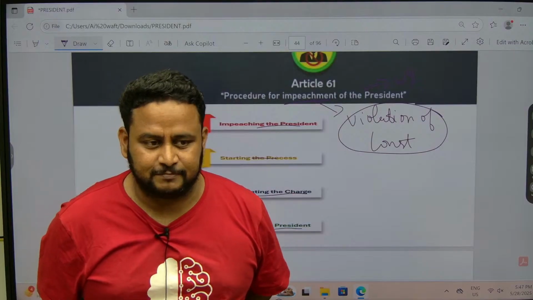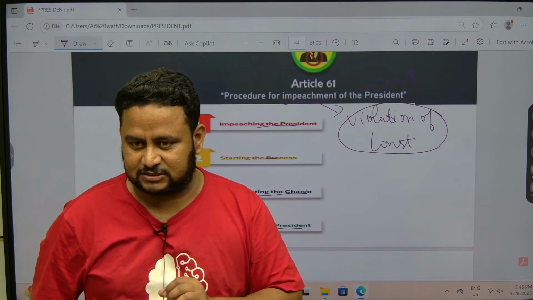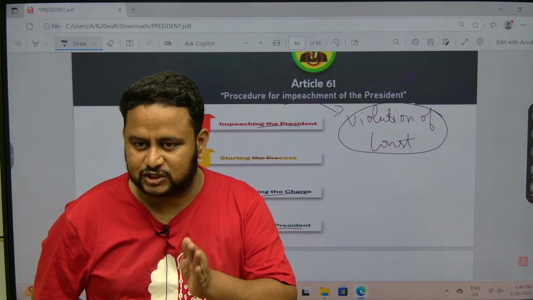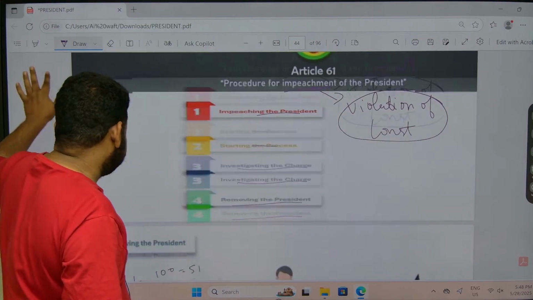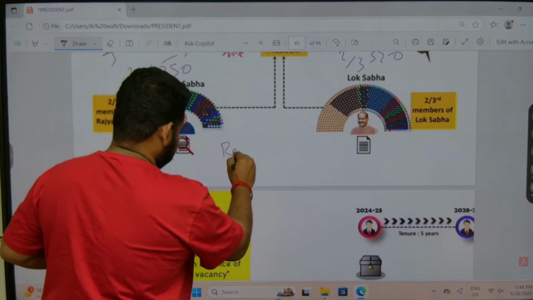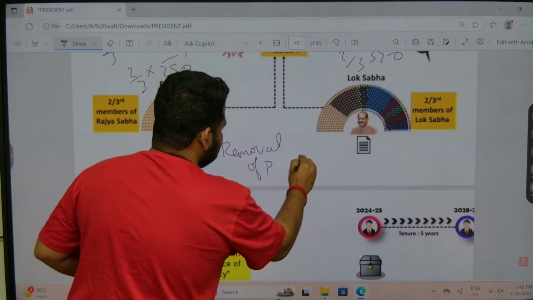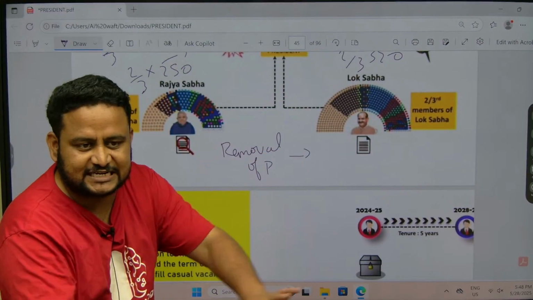Now, I am telling 2/3 of the membership. What do you mean by membership? I told you when it comes to election of the president, only elected members take part. But when it comes to removal, understand one thing: only parliament takes part. The states have no power.